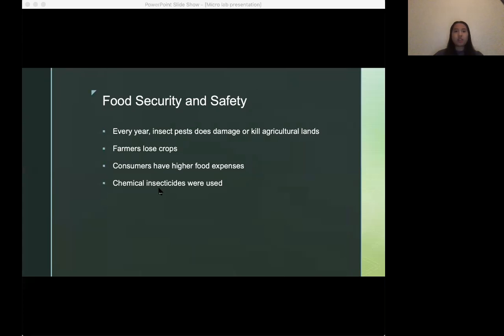Food security and safety are very important to the human population, and agricultural lands are where all of the food products start from. Every year, insect pests do damage to agricultural lands. Farmers lose a lot of their crops, and consumers have to pay more for their food. So, what the farmers turn to is the use of chemical insecticides to try to eliminate as much of the insect pests as they can.